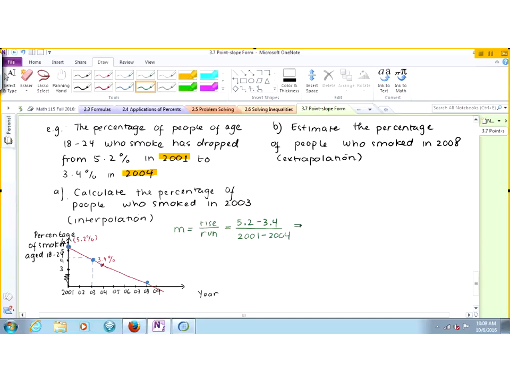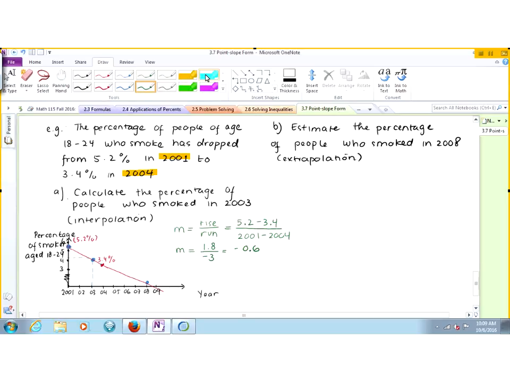2001 minus 2004. All right, good. So tell me what the slope is. So what is the slope? 5.2 minus 3.4. What is 5.2 minus 3.4? 1.8? Is it? Divided by 3? What is 1.8 divided by 3? Yes, negative 3. So this is negative 0.6. So that is your slope. That's right.